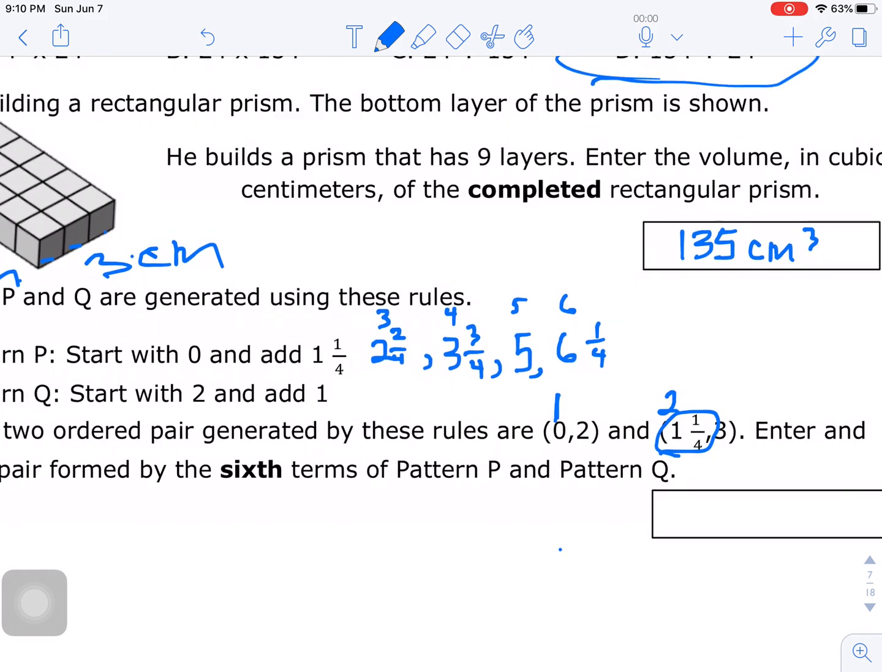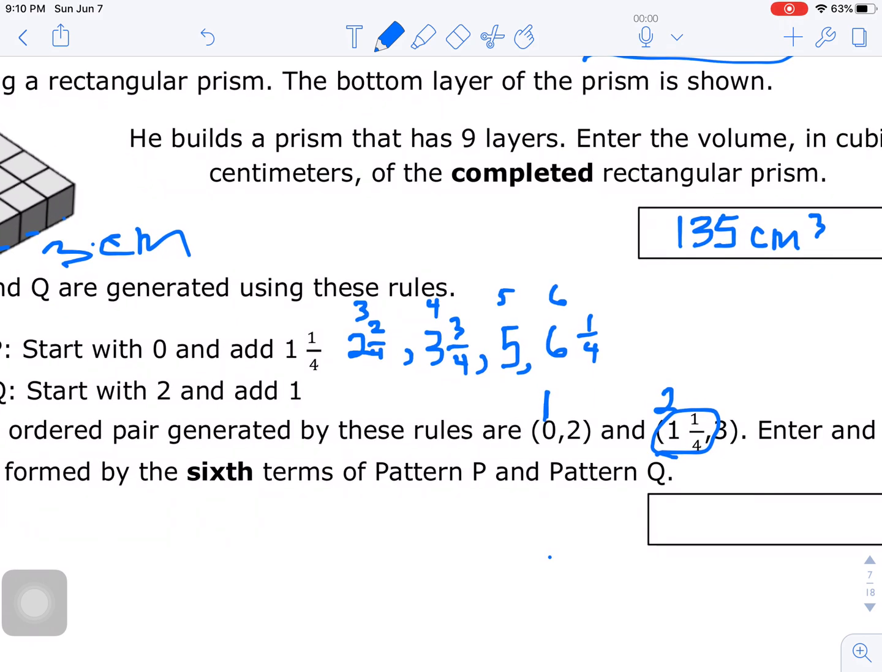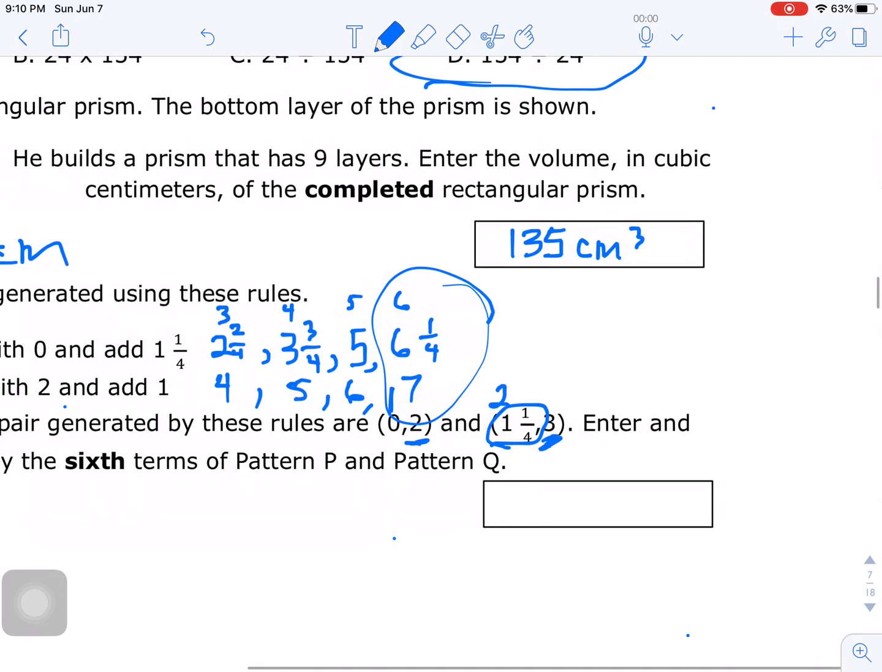That's for P. Now for Q, our second term is 3, right? And our rule here is we start with 2 and add 1. So this was 2, that's 3. So the third term, we add another 1, would be 3 plus 1 is 4. 4 plus 1 is 5. 5 plus 1 is 6. And 6 plus 1 is 7. So our sixth term would be 6 1/4 and 7.